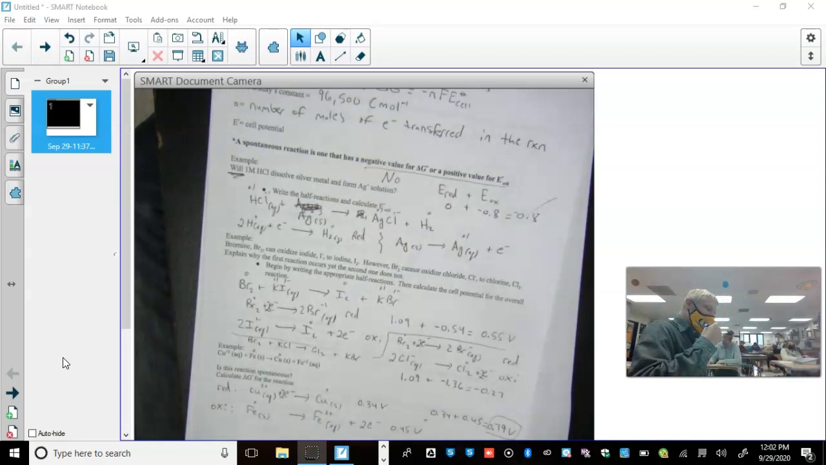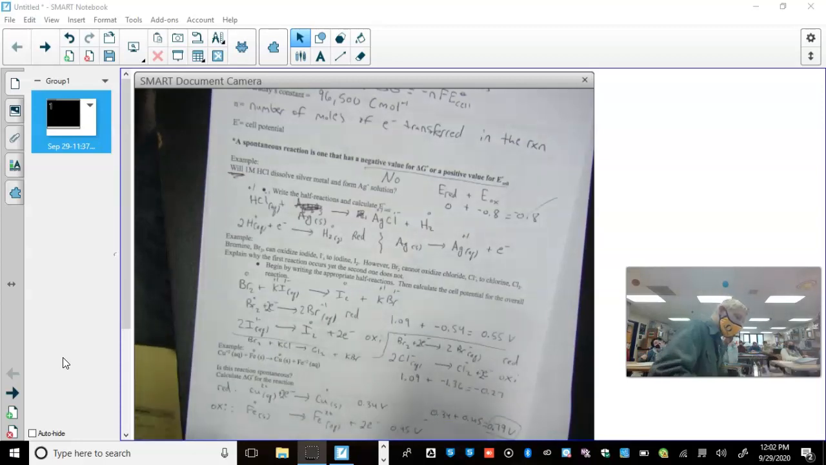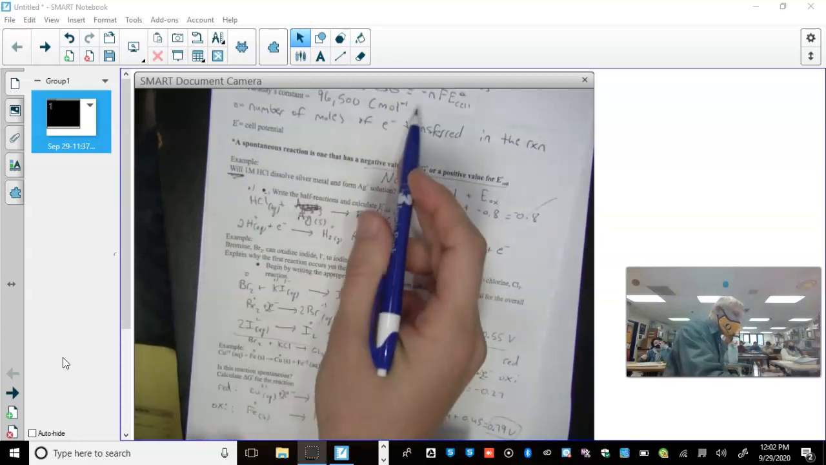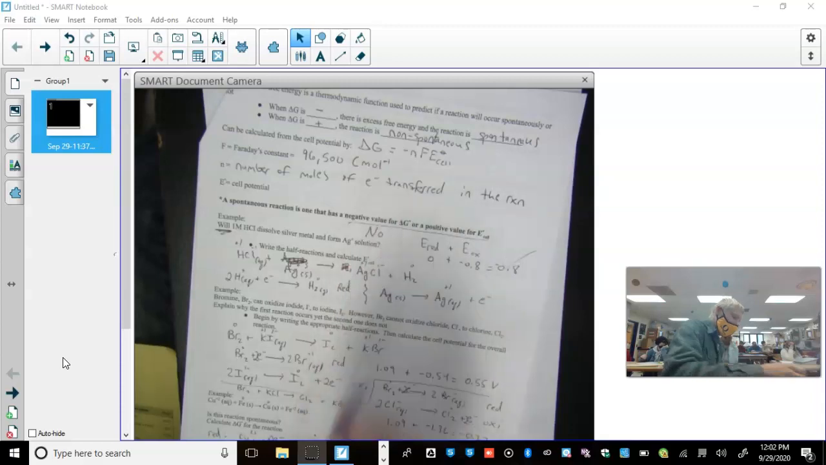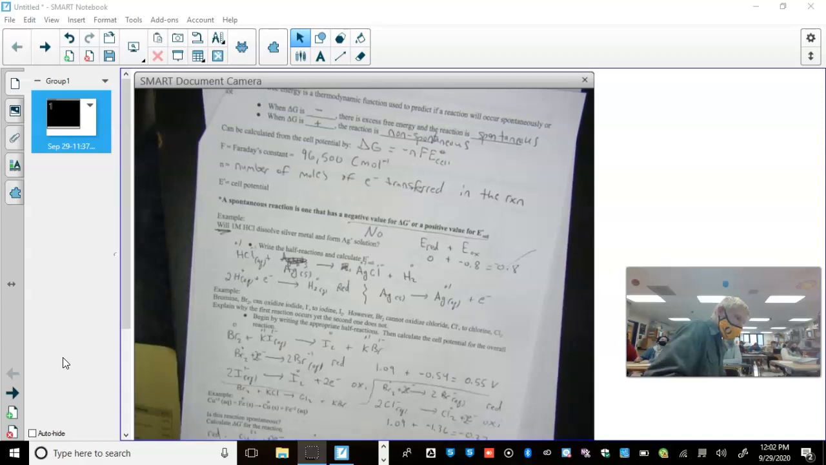But that's not the final answer. That's just our E cell. We want to find the delta G to see if it's spontaneous or not. And our delta G must be negative or positive to be spontaneous? Negative. All right. So we're looking for a negative number. We got to type in negative N, and it looks like 2 is our moles of electrons. So negative 2. Faraday's constant, 96,500. And then we times it by our E cell, which is 0.79.